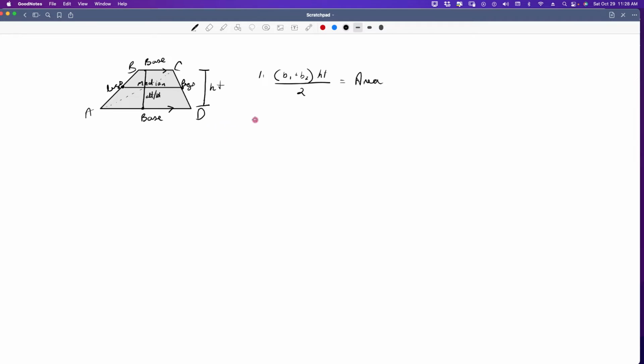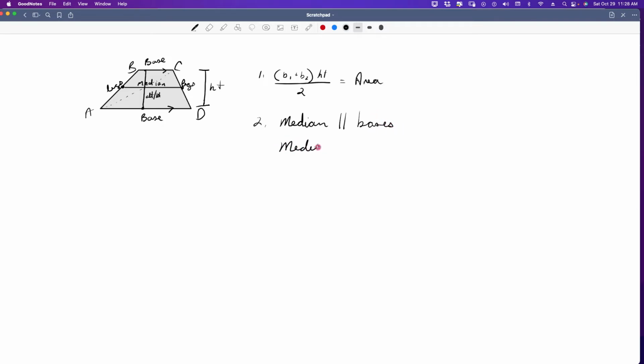Number 2, the median of a trapezoid is parallel to the bases. So the median, I cannot spell today. What in the world? The median, I'm still doing it. Why can I not make a D today? The median. There we go. Oh my goodness. The median of the trapezoid is parallel to the bases. Always, always, always.